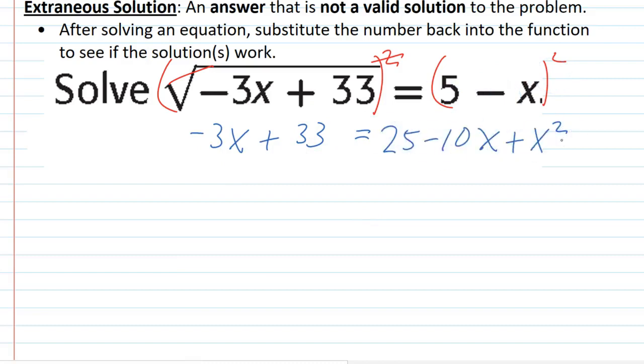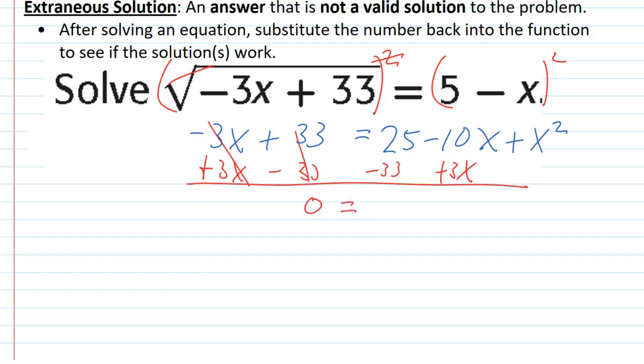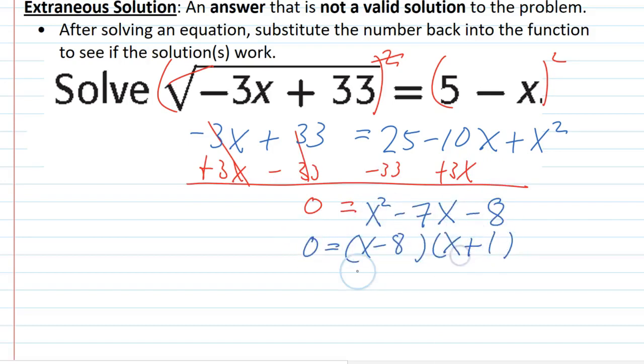Now since I have a quadratic, I need everything on the same side, or set it equal to 0. The x squared is positive on the right, so I'm going to leave the x squared on the right, which means I need to add the 3x to the other side and subtract the 33 from the other side. When I write this, I'm going to write it in standard form with the x squared in front. I'm going to solve by factoring, set the factors equal to 0, and solve.